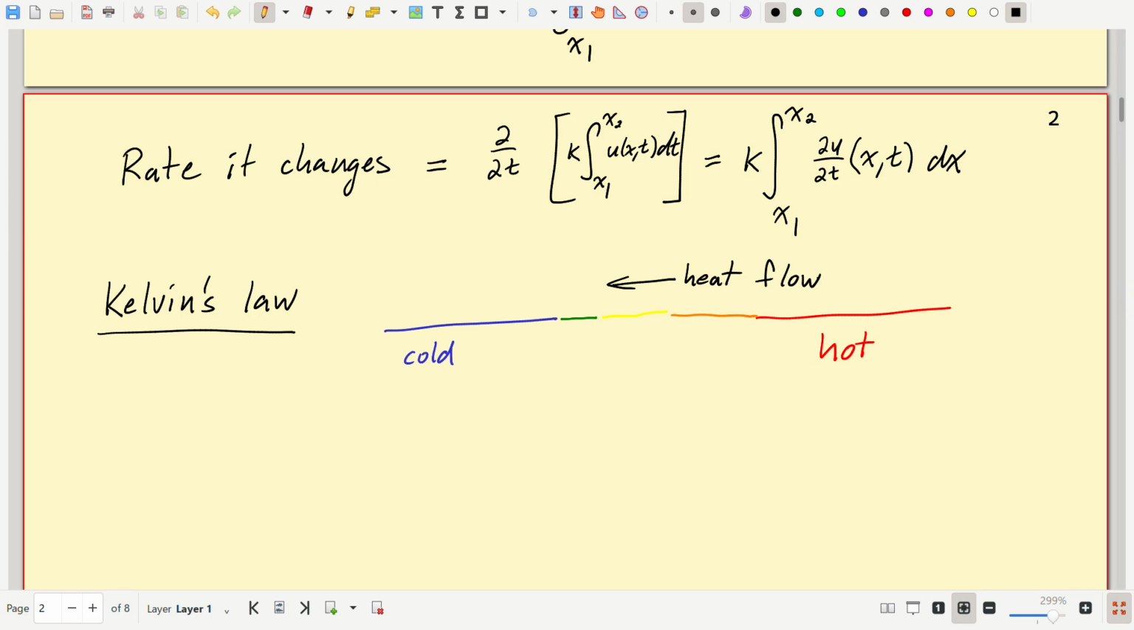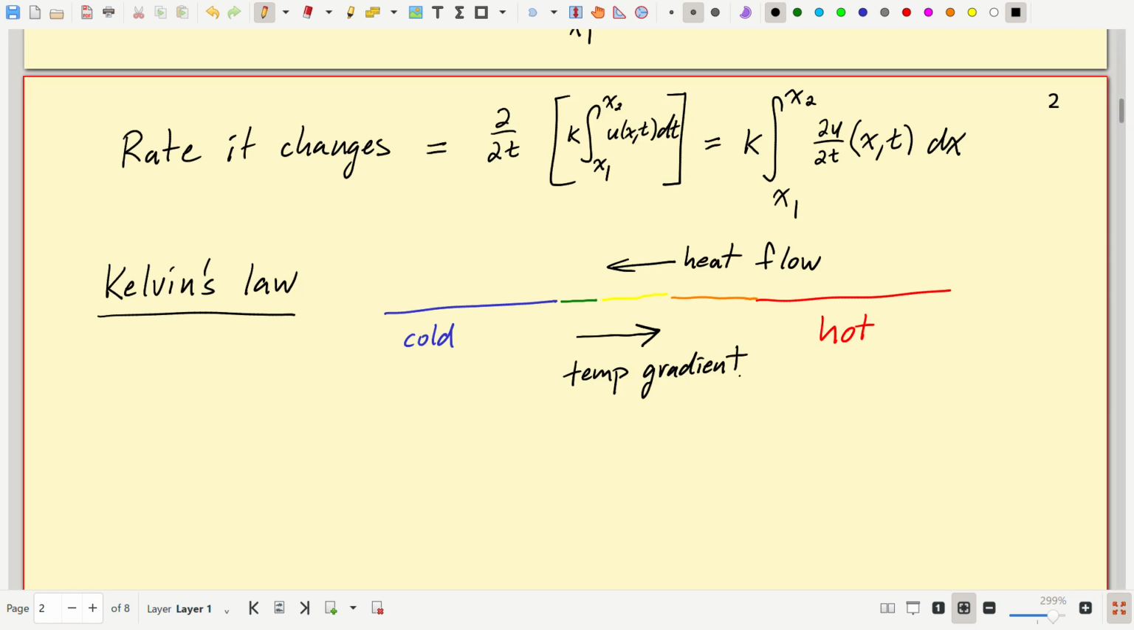All right. And if you think of the temperature gradient, the derivative of the temperature would be going in the other direction. This is the temperature gradient or derivative. Okay. And Kelvin's brilliant conjecture, which he verified by experiment, is that if it's super hot, the heat flows fast, and if those are close in temperature, the heat would flow slow. And he convinced himself that the rate that heat flows is proportional to the temperature gradient.